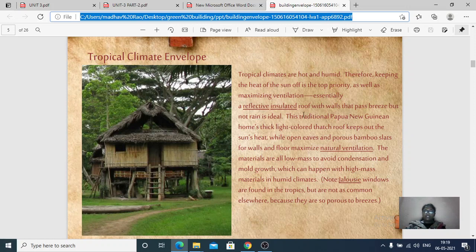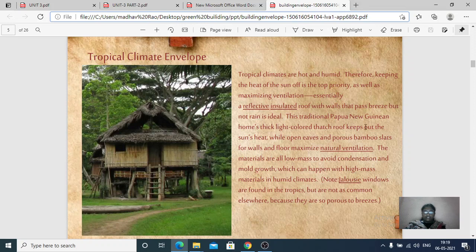So a reflecting insulated roof with walls that pass breeze but not rain is ideal. This traditional New Guinea home has a thick, light colored thatched roof that keeps out sun heat, while open eaves and porous bamboo slats for walls and floors maximize natural ventilation. The materials are all low mass to avoid condensation and mold growth, which can happen with high mass materials in humid climates.